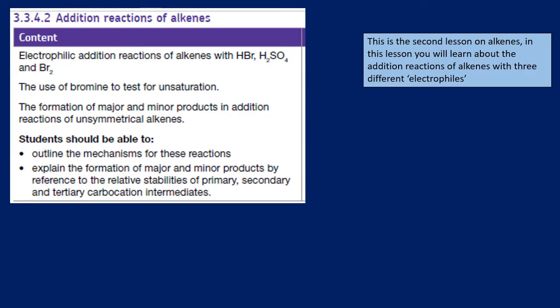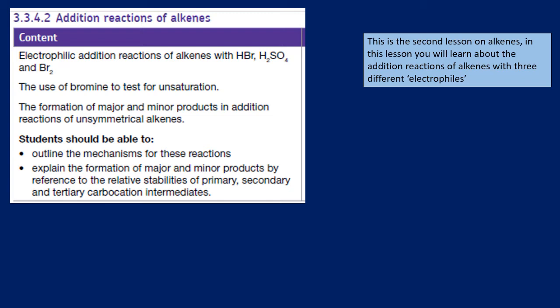So looking at the specification then, we start to look at a new mechanism called electrophilic addition. In a previous topic on haloalkanes, you'll have seen nucleophilic substitution. And here we see the term electrophilic addition, so a very different mechanism here. You can see there we've got 3 electrophiles to look at, HBr, H2SO4 and Br2. And moving on from that, how bromine is used as a test for unsaturation.